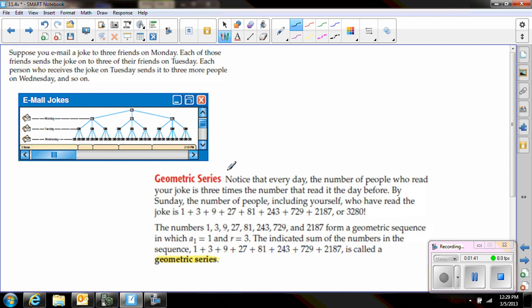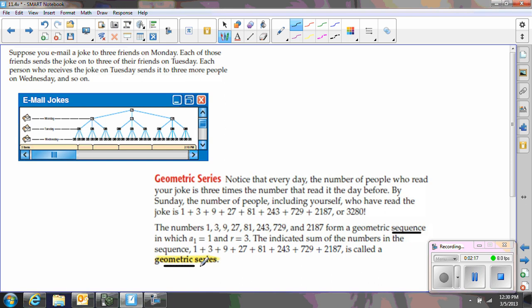Now, the geometric series is the idea of taking the number of people who actually know the joke and adding them together. For instance, on day 1 there's 1 person who knows the joke, day 2 there's 3 people, day 3 there's 9 people, and day 4 there would be 27 people. To figure out the total number of people who know the joke, I would simply add those numbers together. Once again, the numbers themselves, 1, 3, 9, 27, 81, 243, 729, and so on, form the geometric sequence. As soon as I add these numbers together, this is what we call the geometric series, and this is what we're going to work with today.